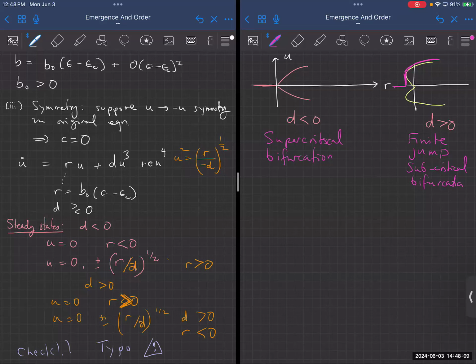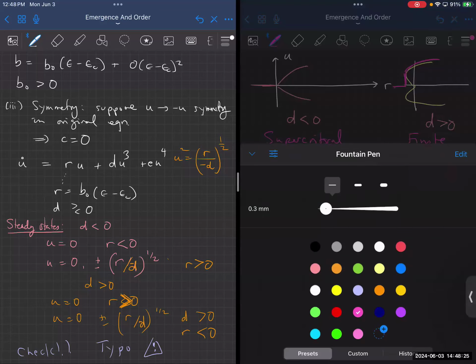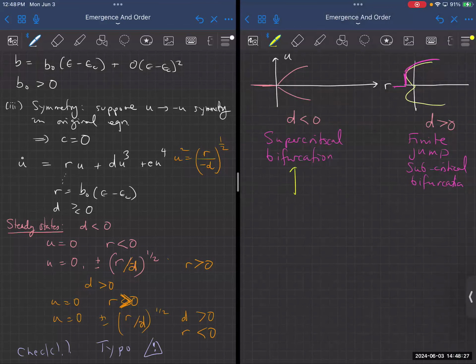But for now, let's just talk about this one. Why is this one important? This one here looks like a second order phase transition. The U looks like the order parameter, and you can see that U grows slowly from 0 when R becomes positive. So this is the case that we're going to be interested in.